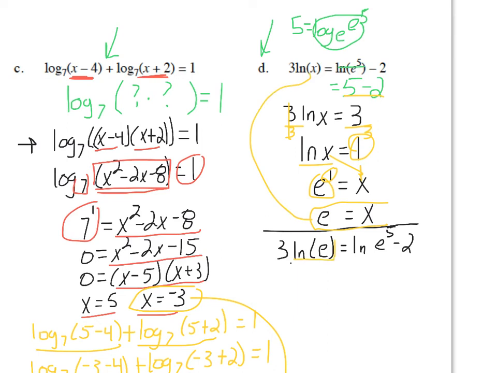And the ln of e is 1 times 3 equals, well, we already know that the ln of e is 1, or they undo each other. That would be another way to look at this side. And so now I have 5 minus 2, and that gives me 3 equaling 3. So it does check out for part D.